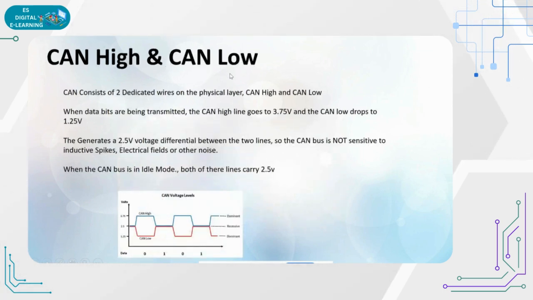CAN high and CAN low, these are the voltages. When data is transmitted, CAN high will be 3.75 and CAN low will be 1.25. Whenever it is in idle condition, it will be 2.5 volts.